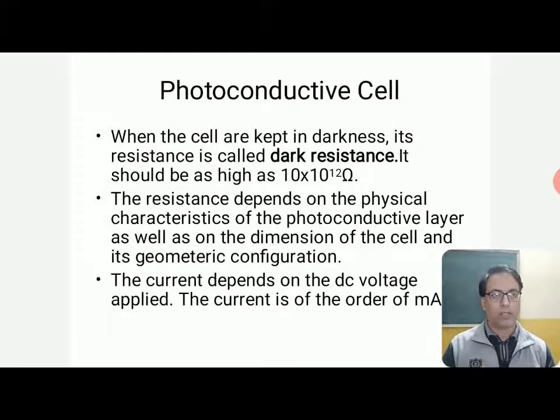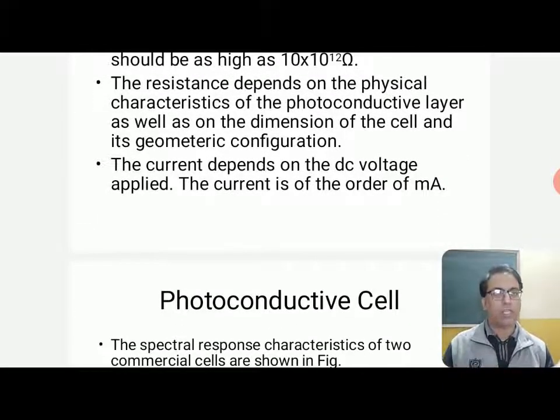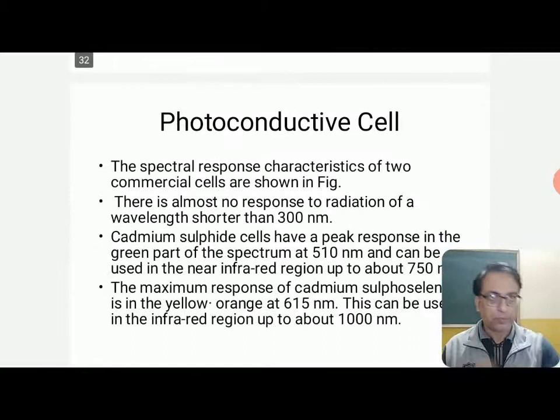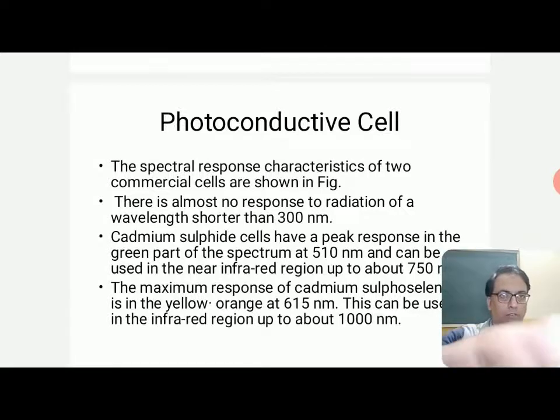The current depends on the DC voltage applied, and the current flowing through this photoconductive layer totally depends upon the applied voltage. The current is in the order of milliamperes, normally in the 10 to the power minus 3 range. Now, the spectral response characteristics of two commercial photoconductive cells are shown in the figure below.